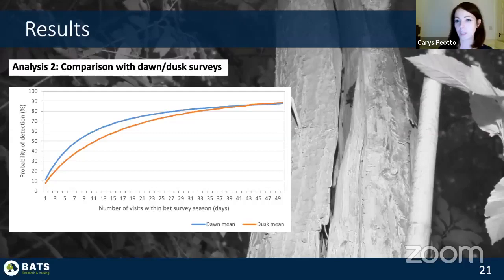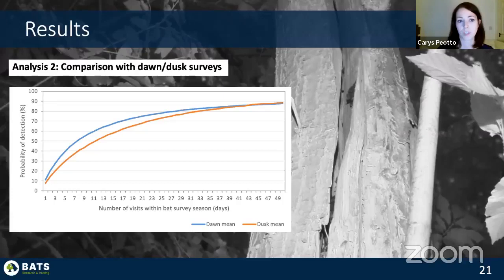To reach a reasonable likelihood of about 50% chance of bat detection, you'd need to do significantly more, around about 10 or 11, and to reach something even higher than that, say 80%, you would have to do around 30 odd surveys, which is not achievable really in the survey season.